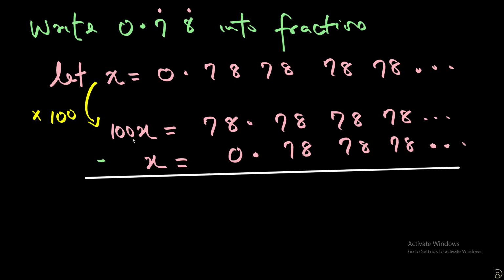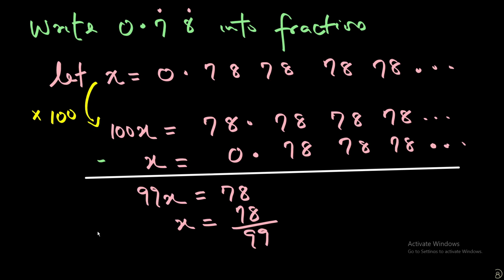So if we subtract, we have 100x take away x, that's 99x, and that equals, if you subtract this down, you find this will be 78. And now we can divide both sides by 99 to get x, so x will be 78 over 99. Okay, I don't know if this can be simplified, but I think this is the final answer. And so we go to the next question.